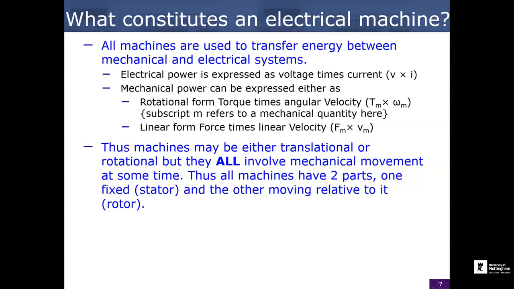One thing that all of these have in common is that they all have to have mechanical movement between two parts. So this is an absolute fundamental. All machines have to have two parts. One part that's fixed and the other part that's moving relative to it. So why is that? Let's ask a question. Why do we have to have at least one part that can move freely relative to the other part?